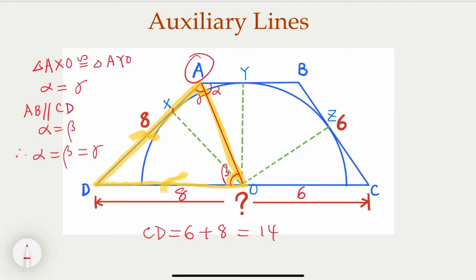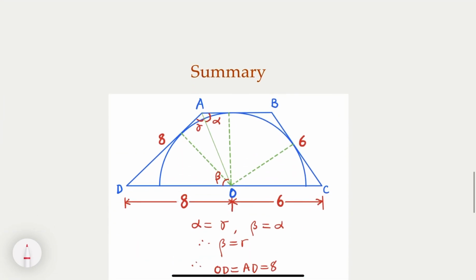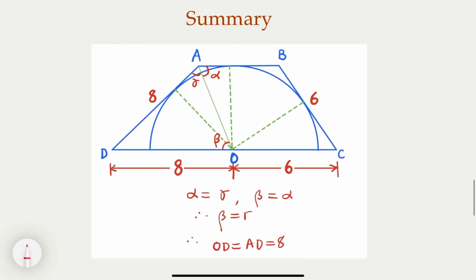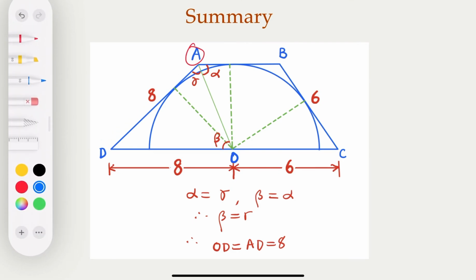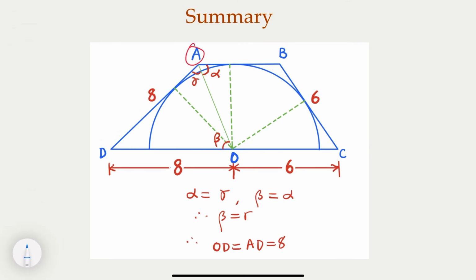In summary, we use the basic property of tangent lines from a common point A to prove the congruent triangles, so that beta and gamma are equal to each other in this diagram. We notice the isosceles triangle here, and from there we say this is 8, this is 6, and the total is 14. That's the solution to the problem.